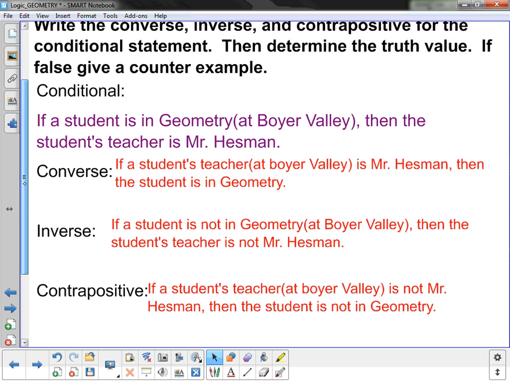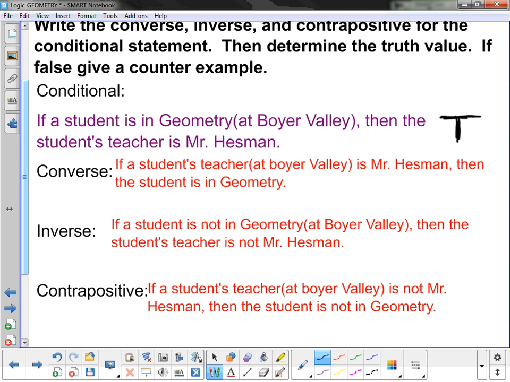Now we've got this next part. What is the truth value of each one of these conditional statements? If a student is in geometry at Boyer Valley, then the student's teacher is Mr. Hessman. For us right now, that is a true statement. I am your teacher for geometry. We're not talking about subs because they only come in to take my place. I'm the teacher. So Mr. Hessman is the teacher there.